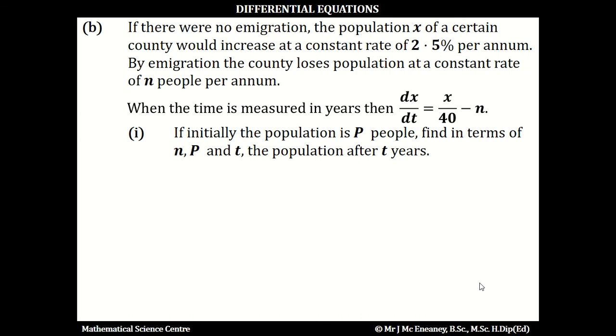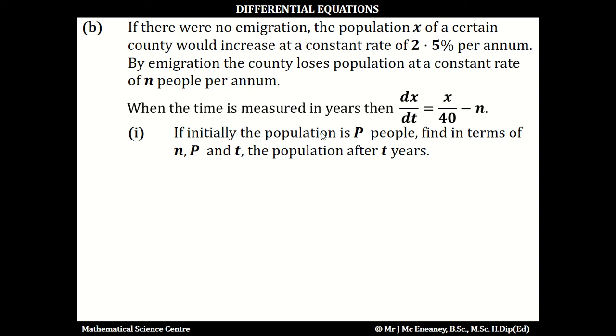Okay, 2018, question 10, part B. If there was no emigration, the population X of a certain county would increase at a constant rate of 2.5% per annum. By emigration, the county loses population at a constant rate of n people per annum. When time is measured in years, dx/dt equals x over 40 minus n. If initially the population is p people, find in terms of n, p and t the population after t years.